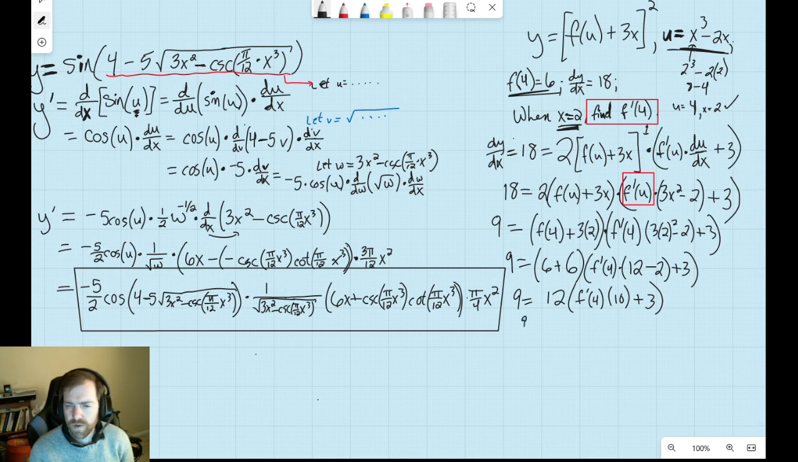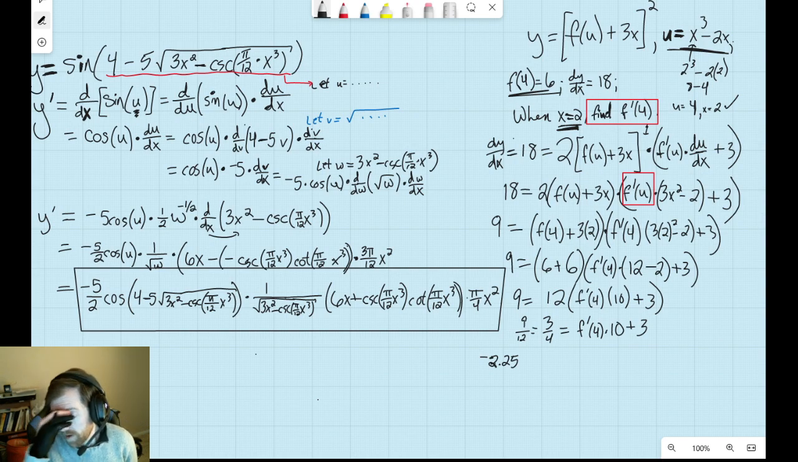So here this is going to be 9/12 or 3/4 is equal to f prime at 4 times 10 plus 3. So we're going to subtract 3 from everything. So negative 3 plus 3/4 is negative 2.25. Can convert back to fractions in just a minute here. Alright, so that's going to be 9/4. Negative 9/4. Yeah.